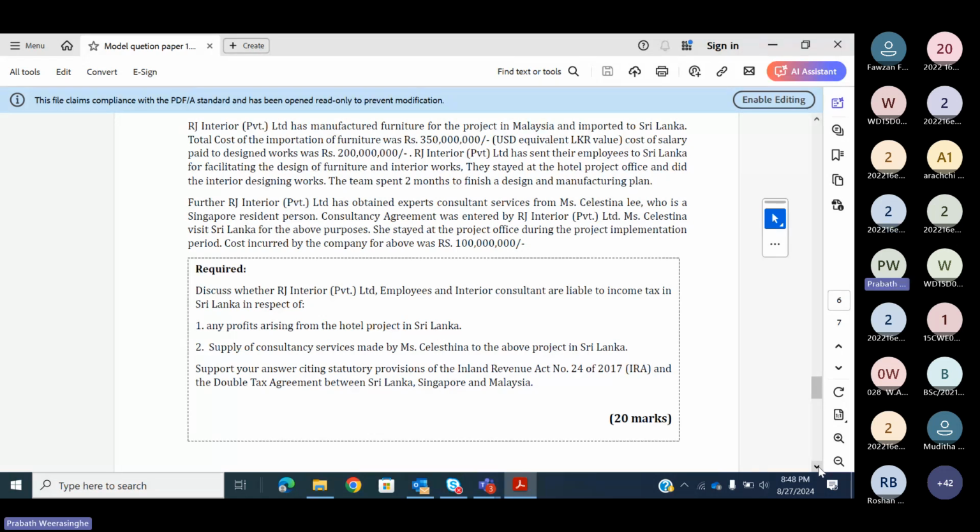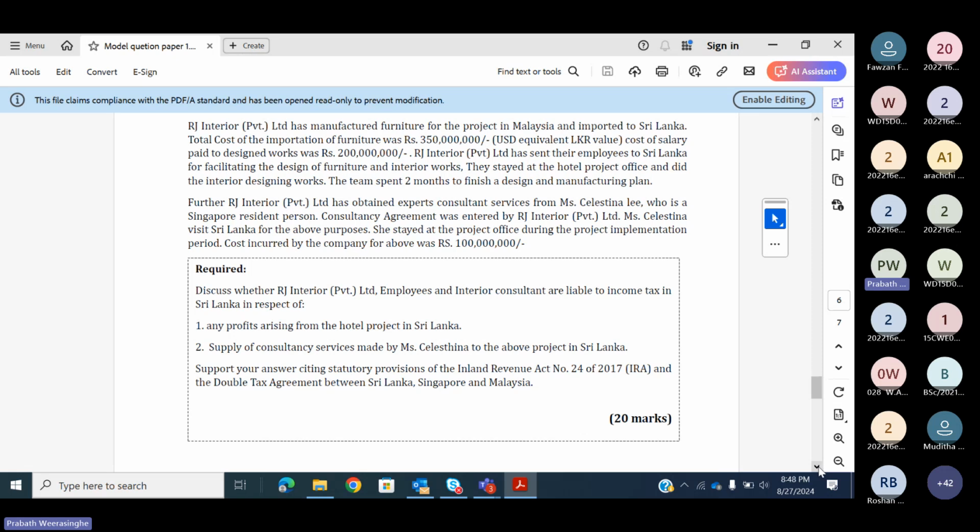So three parties are involved here. RG Interior Private Limited is a Malaysian resident company. Therefore, it definitely is a non-resident person for Sri Lanka tax. Employees, they stay in Sri Lanka 2 months. You know that under section 69, 1B says the number of days, right? Quantitative measures, the number of days they are spending in Sri Lanka. Within a 12-month period, if more than 183 days, they are resident, right? But in this case, it says 2 months they spent in Sri Lanka.